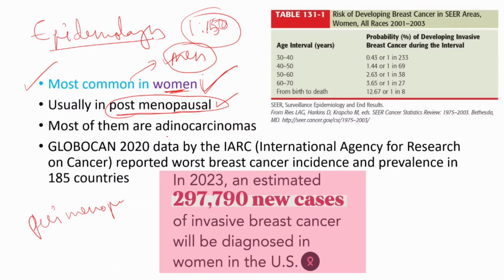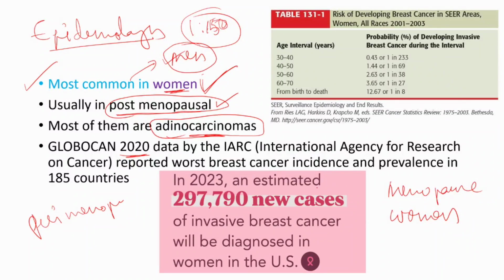And most of the time, these cancers are adenocarcinomas. Adenocarcinomas are glandular cell cancers. I will explain about all why it is called adenocarcinomas. Okay. In anatomy and physiology, I will tell you. And see, there is one International Agency for Research on Cancer in 2020. According to this data, it states that patients who are having cancer, especially breast cancer, the worst cases were seen in patients who are menopausal, and it is very very common in women.